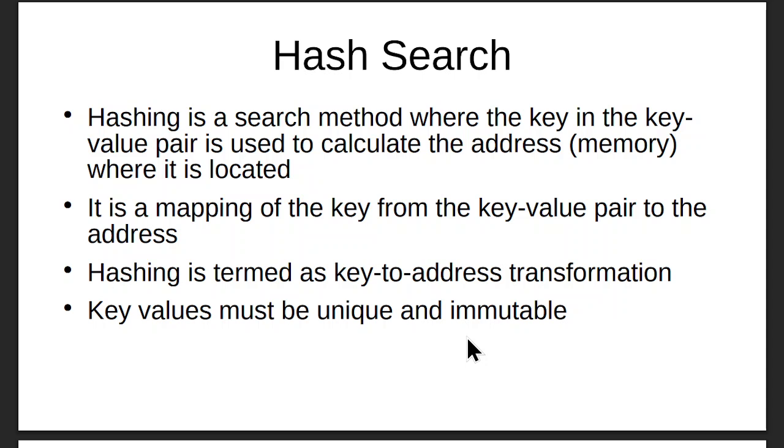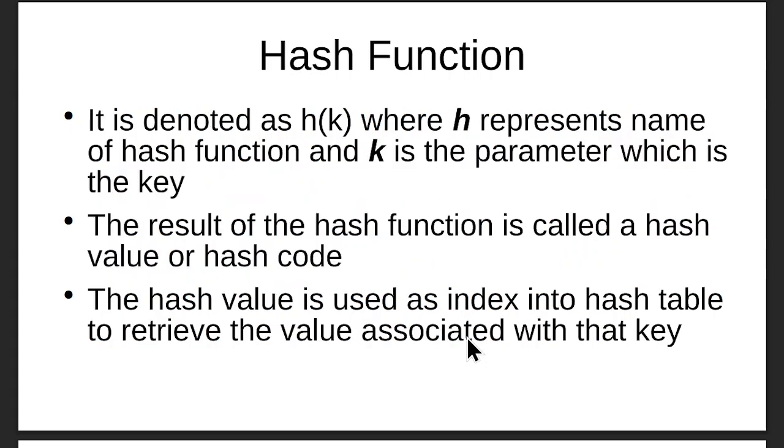For example, if you are a student, your key value should be your roll number because that is unique. Okay? And your information could be retrieved from a table using that roll number. So your roll number would be input to the hash function, and the hash function will generate the address where it is located.